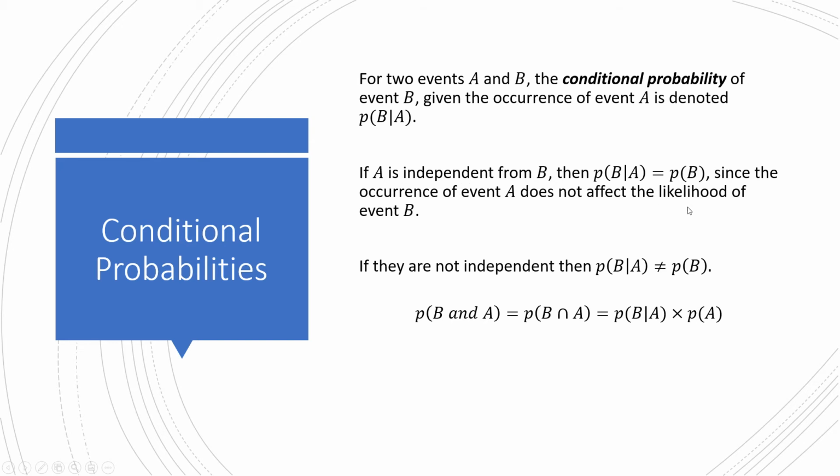So if A is independent, then the probability of B happening when A happens, B given A, is equal to the probability of B happening irrespective of whether A has happened or not, because A happening does not affect the probability of B happening. So if they are not independent, the conditional probability is not equal to the standard probability of B happening, because the fact that A has happened changes the probability.